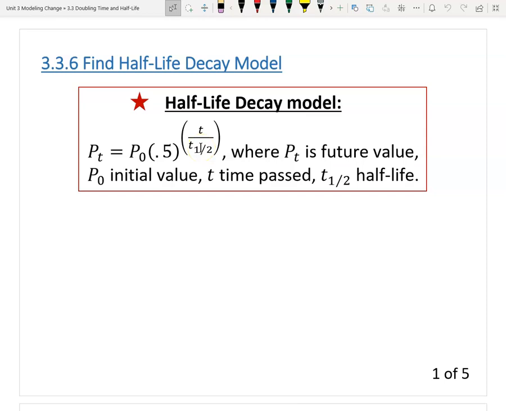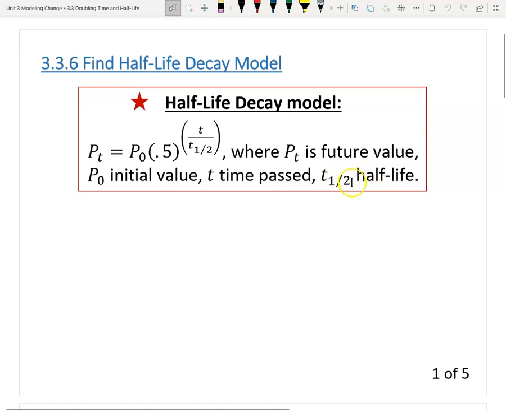We call it half-life. Okay, and if the model describes the mass of a chemical, then Pt is the future value, or you can call it the remaining mass of the chemical, right? P0 is the initial value or the initial mass. T is the time passed, so T half is the half-life.